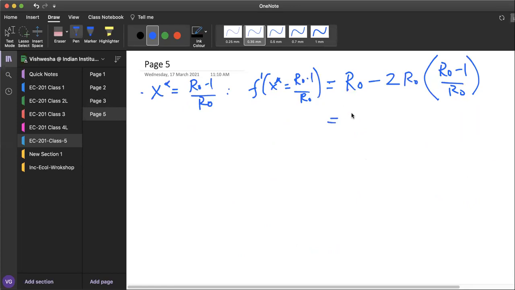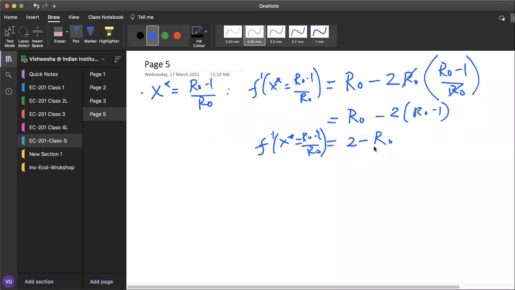Okay. So what do we get? It's R0 minus, these two will cancel. So you have 2 times R0 minus 1. That will lead you to minus 2 times this. So this is the value of f prime at the second equilibrium.